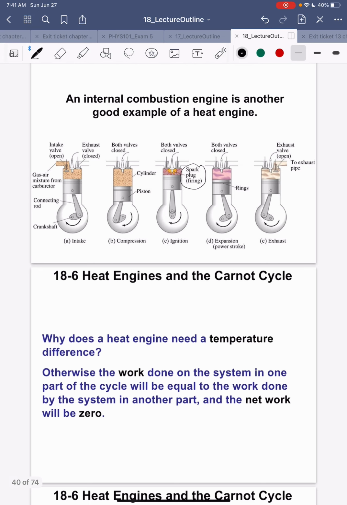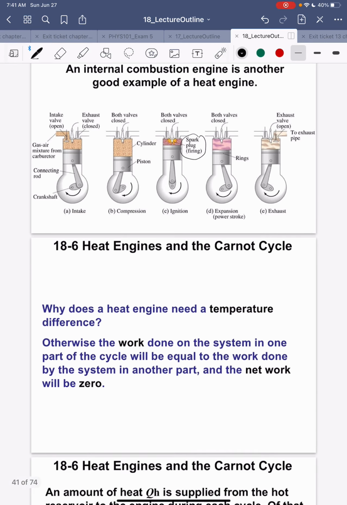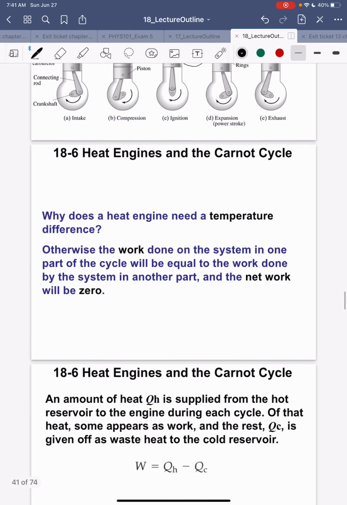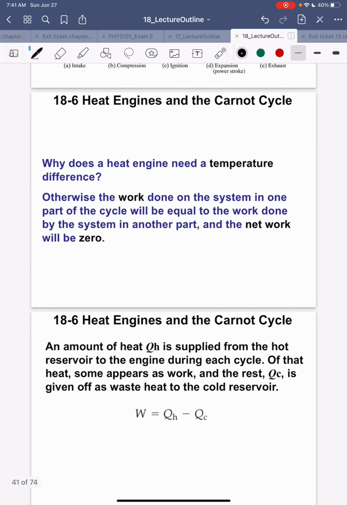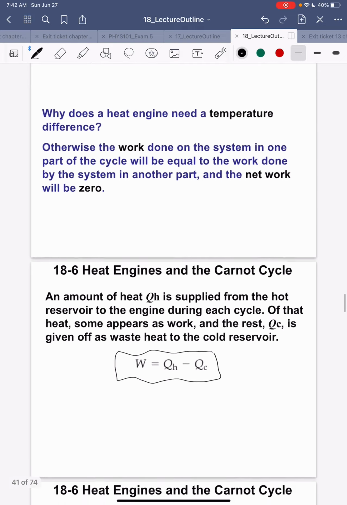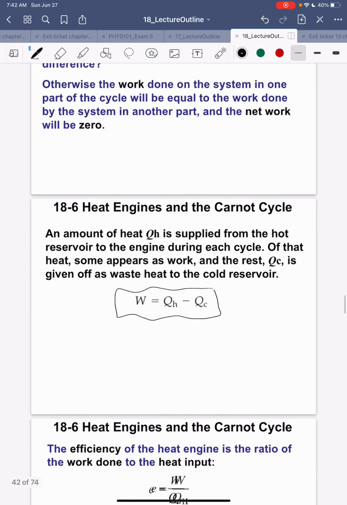Why does a heat engine need a temperature difference? This is because the work done on the system in one part of the cycle will equal the work done by the system in another part, and the net work will be zero. Now, this is how we're going to calculate the work. It is Q hot minus Q cold. And this is, of course, also related to conservation of energy.